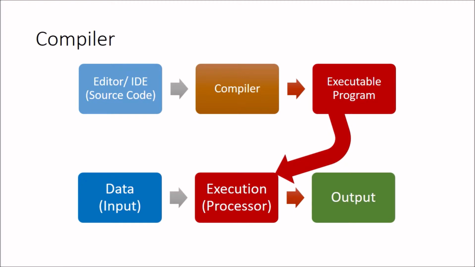Now how does a compiler work? First, in some editor or some IDE, we write the source code, then we convert it to an executable program using a compiler. So the compiler takes the whole code at a time and converts the program to an executable, and that executable program goes to the processor for execution. And at the time of execution, it needs the data input to produce the outputs.